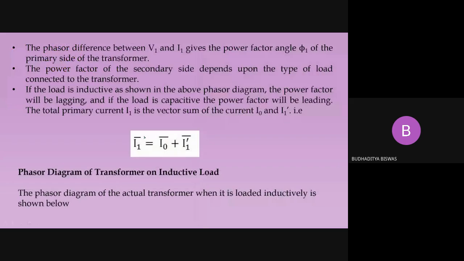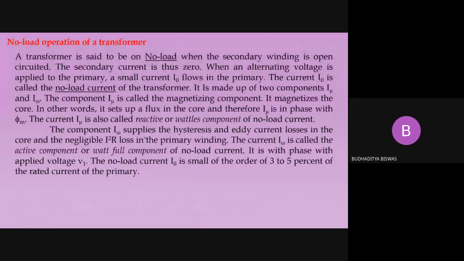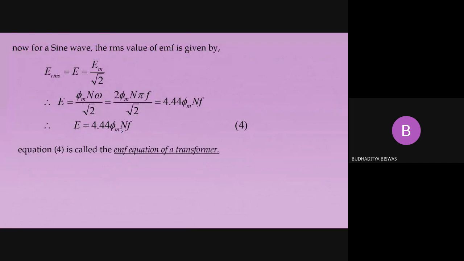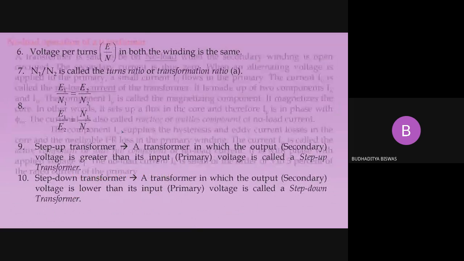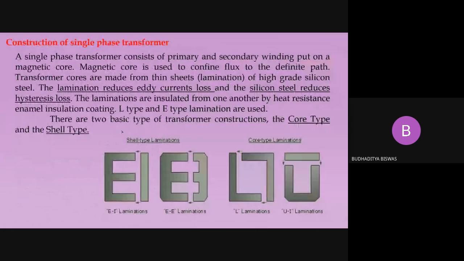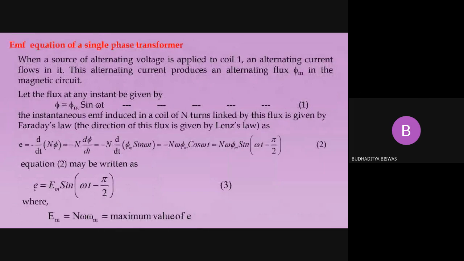Why? Because if you recall the EMF equation of the transformer, it is E equal to Em sine omega t minus pi by 2. As phi is the reference, phi equals phi m sine omega t. So if you take phi as the reference, the two induced voltages lag the flux by an angle pi by 2. As minus pi by 2 is there, they lag phi by pi by 2.